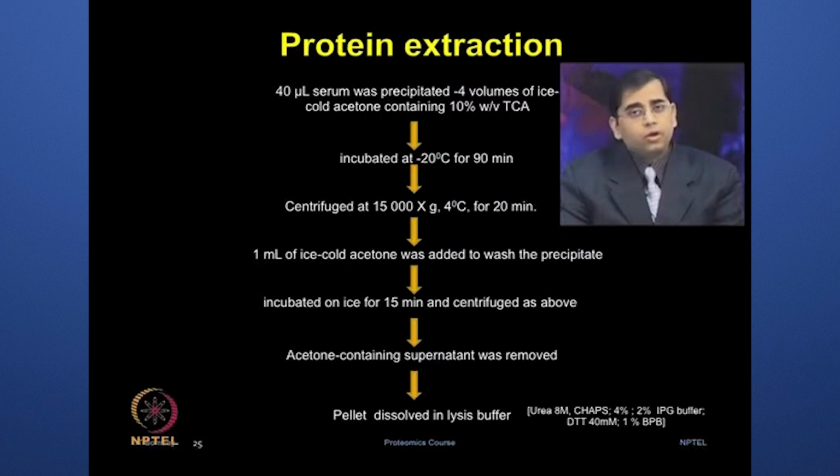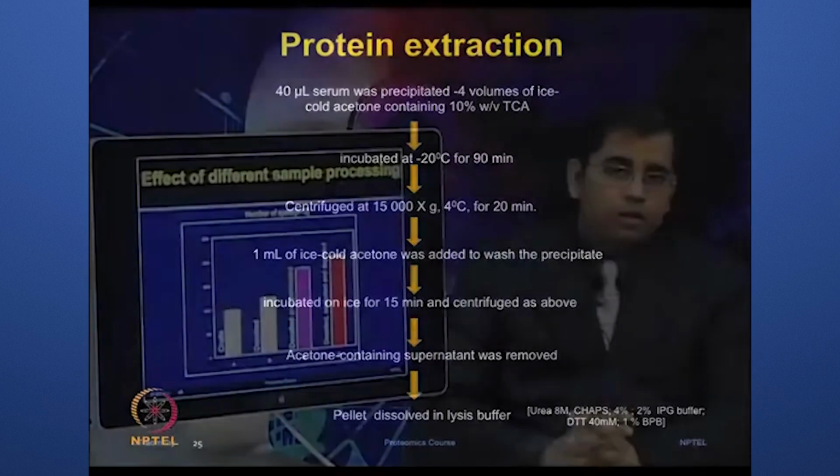Then incubated it on the ice for 15 minutes, and again centrifugation was performed. Acetone containing supernatant was removed, and then the pellet was dried in the lysis buffer. The recipe for lysis buffer we have talked about earlier when we discussed sample preparation, which is also mentioned in the slide here. You can use urea, CHAPS, IPG buffer, DTT and BPB.